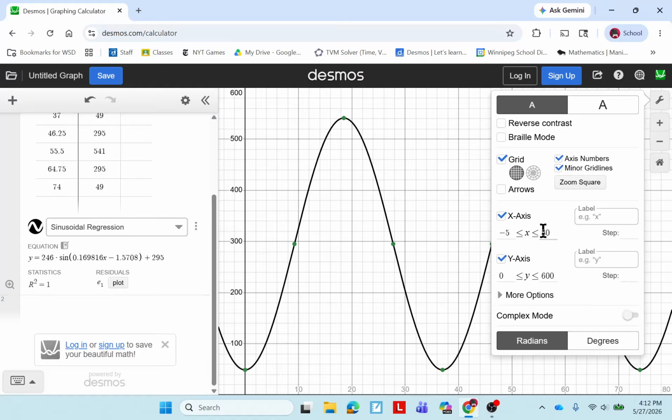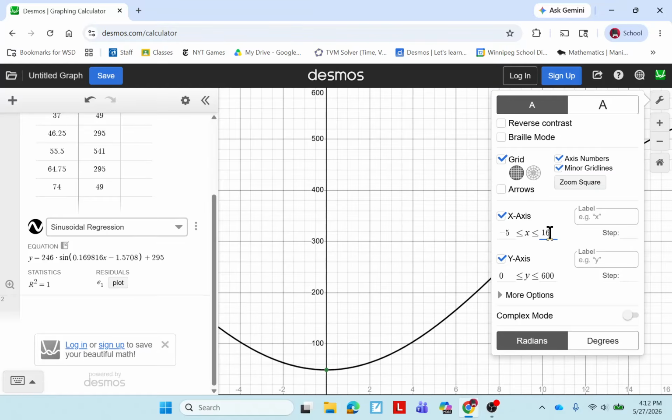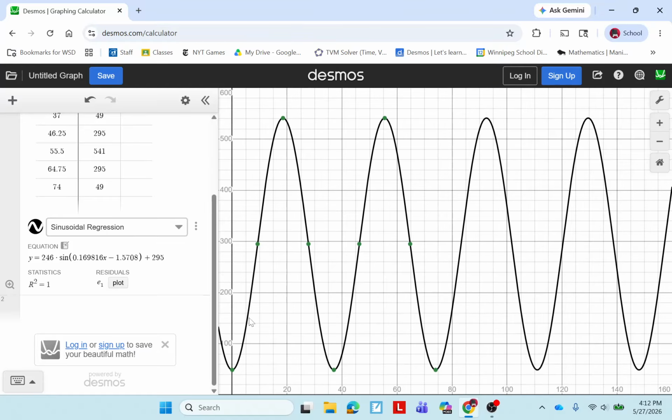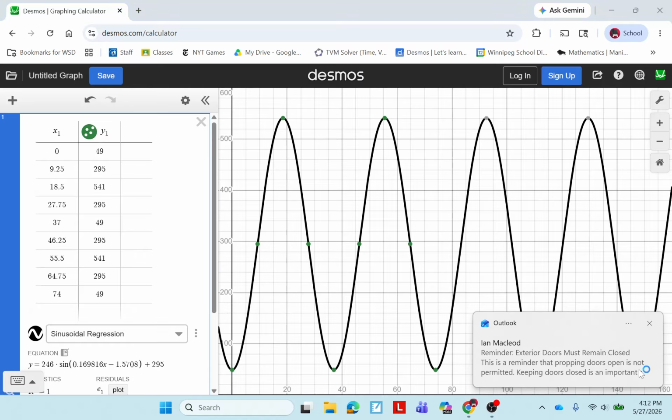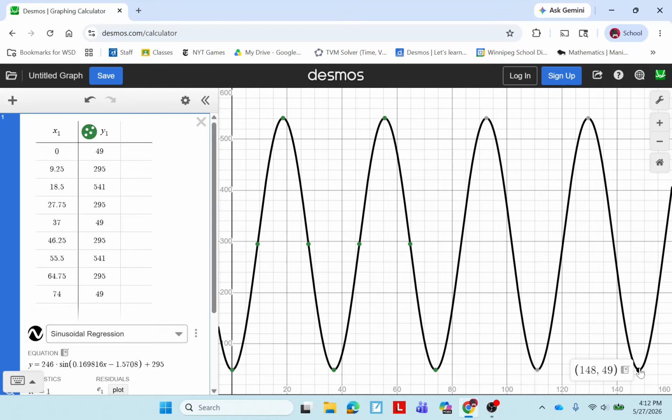So we're going to have to adjust our window even more, and maybe we'll have to double our x-axis, because right now we can only see 2 of the 4 rotations. So instead of 80, I'm going to double that amount to 160. And now we can see up, down, up, down, up, down, up, down. We've got the 4 rotations there, and the last one is at 148 and at a height of 49.